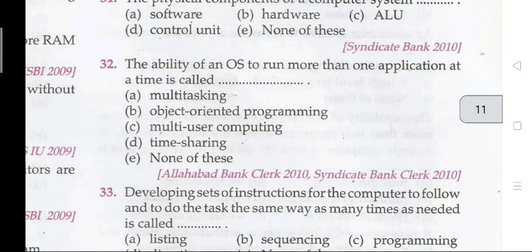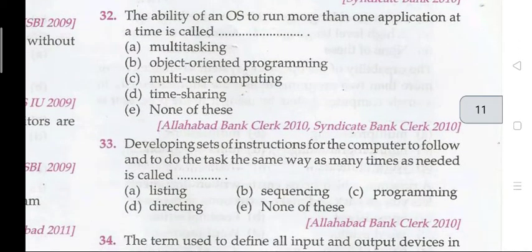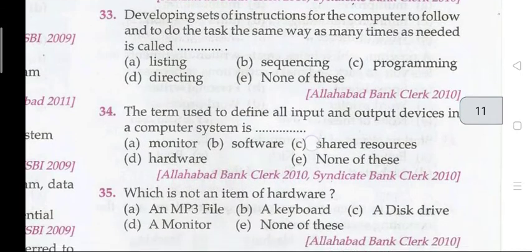Question 32, the ability of an OS to run more than one application at a time is called. The right answer is multitasking. Question 33, developing sets of instructions for the computer to follow and to do the task the same way as many times as needed is called. The right answer is 33 C, that is programming.